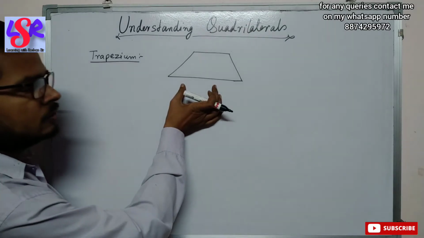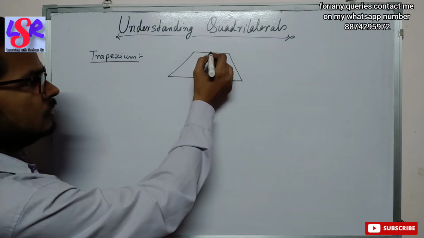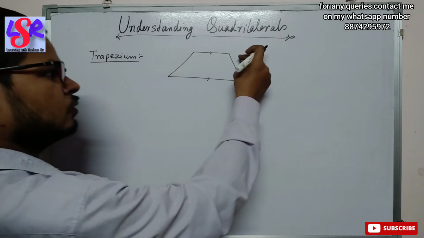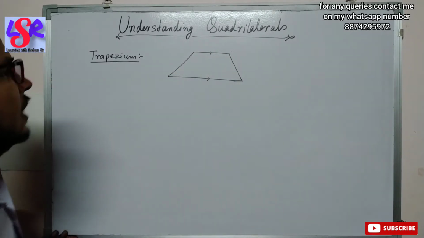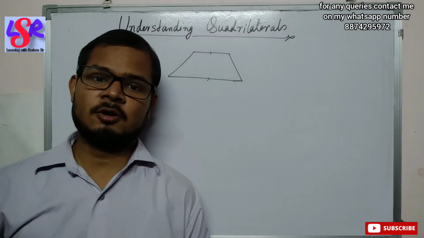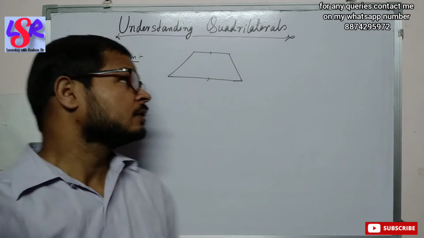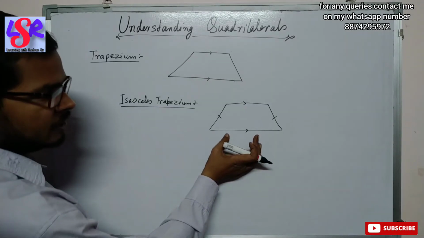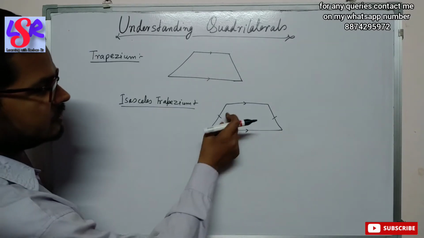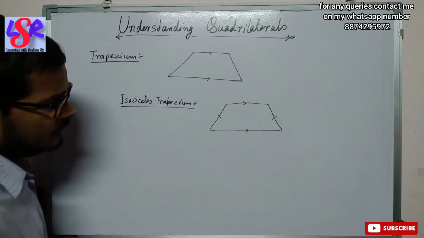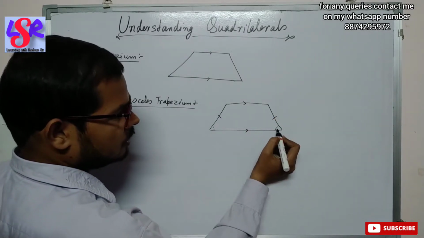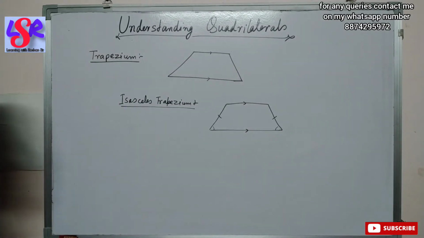Now here we have this figure as a trapezium in which one pair of opposite sides are parallel to each other, and if this side is equal to this one, that particular type of trapezium is given the name of isosceles trapezium, if the non-parallel sides are of equal length. Here we have this quadrilateral as an isosceles trapezium in which these non-parallel sides are of equal length. In this figure we have the base angles of equal measure as a property of isosceles trapezium.